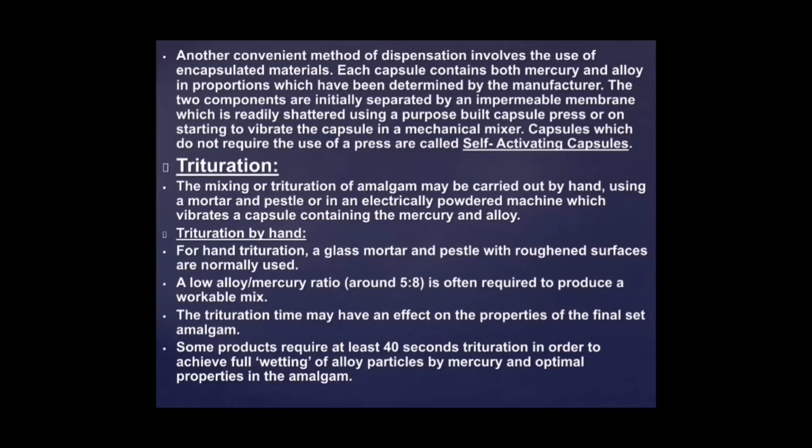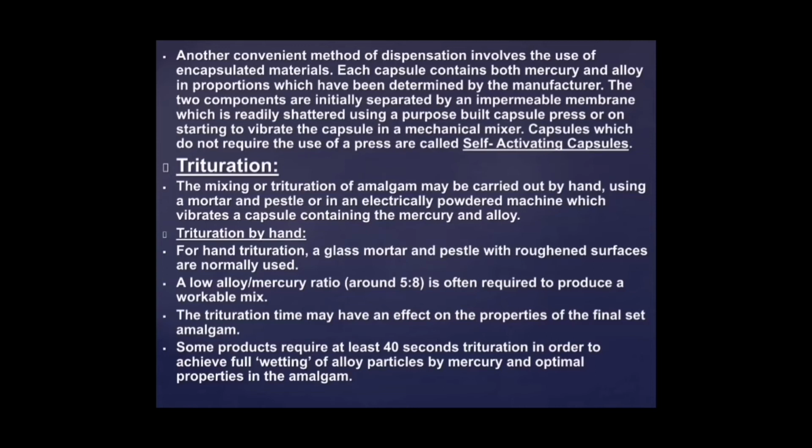Another convenient method of dispensation includes the use of encapsulated material. Each capsule contains both mercury and alloy in proper proportions which have been determined by the manufacturer. The two components are initially separated by an impermeable membrane which is ruptured using a purpose-built capsule press or by starting to vibrate the capsule in a mechanical mixer. Capsules which do not require the use of a press are called self-activating capsules.